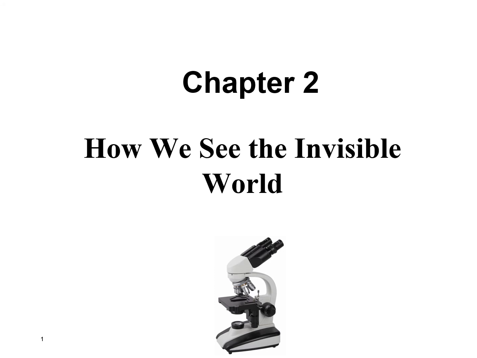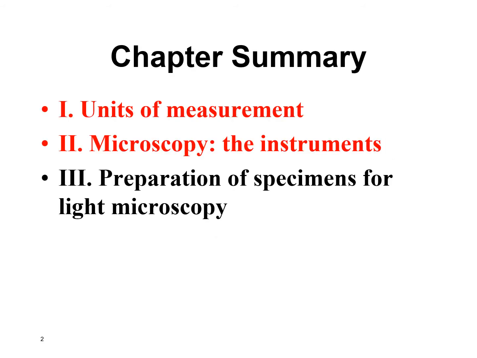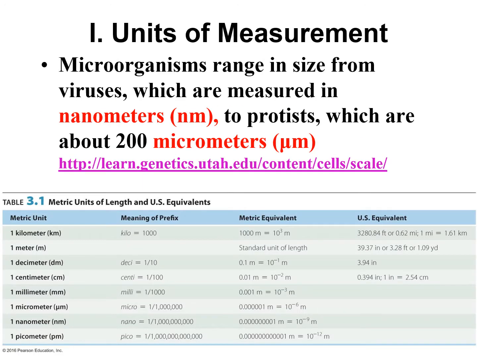In this lecture, we're going to talk about microscopes. So units of measurement is really important. Microorganisms range in size from viruses, which are measured in nanometers. And a nanometer, if you look at the scale down here, is actually a billionth of a meter. So it's a really small measurement.